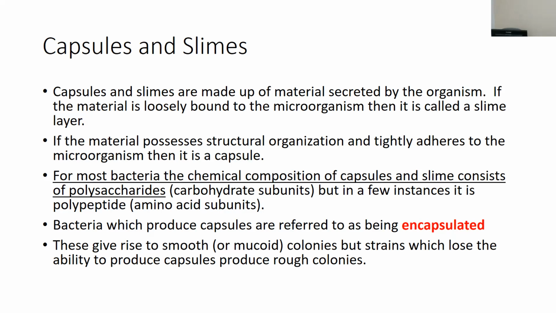The organism secretes it, it covers itself, and it's loosely bound on the outside like a slime layer. If the material possesses structural organization and tightly adheres, it's called a capsule. So you have a slime that's loose and a capsule that's tight. The chemical composition of the slime consists of polysaccharides, okay? So that's just sugar subunits. The ones that produce this, we call encapsulated. So that's another part of the description. Something like Klebsiella, we'll talk about it being encapsulated because when it grows on the plate, we see this big puffy capsule that comes up and covers it up.